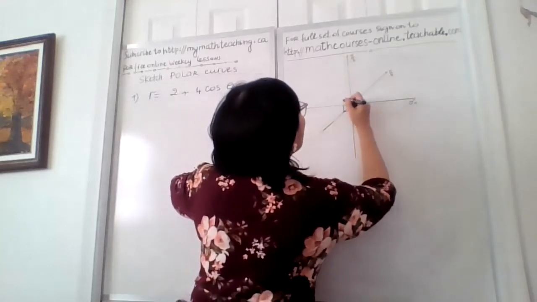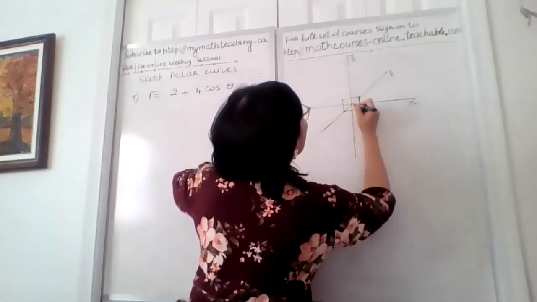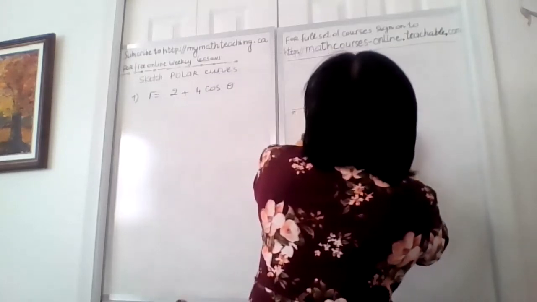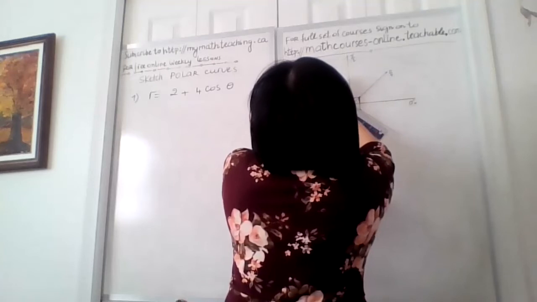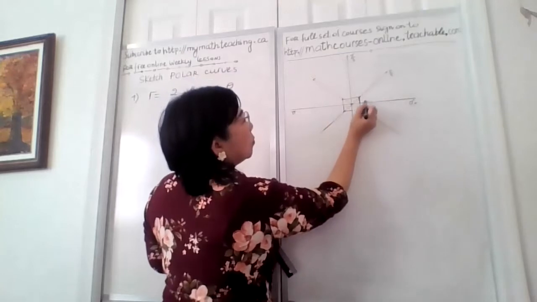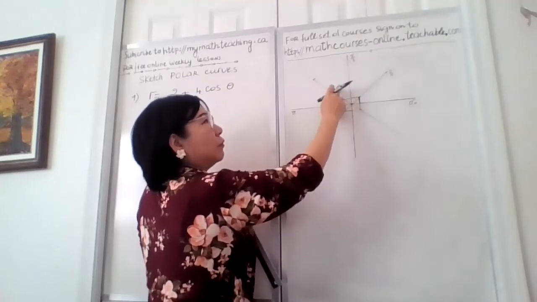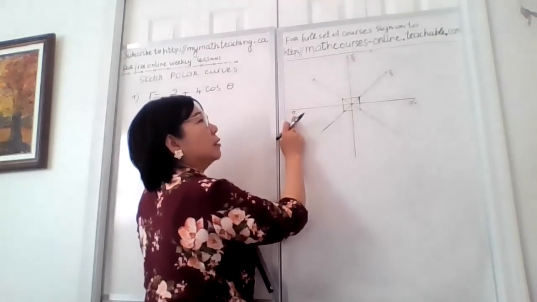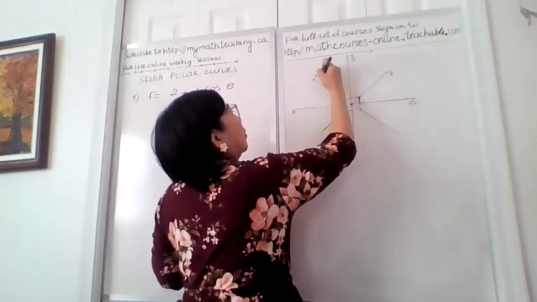On the other side, you will do the same. You divide this by half again, and you will have this line. Each of these portions will be pi over 4. So you count 1 pi over 4, 2 pi over 4, 3 pi over 4, 4 pi over 4, and you can see that 4 pi over 4 is pi, right? So this is 3 pi over 4.